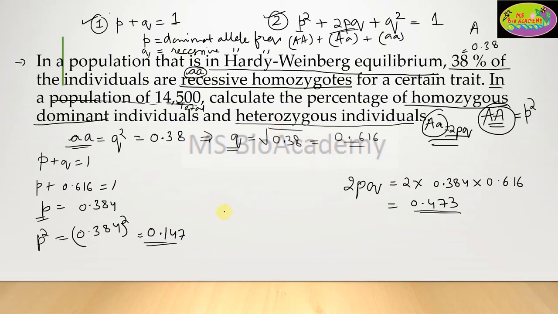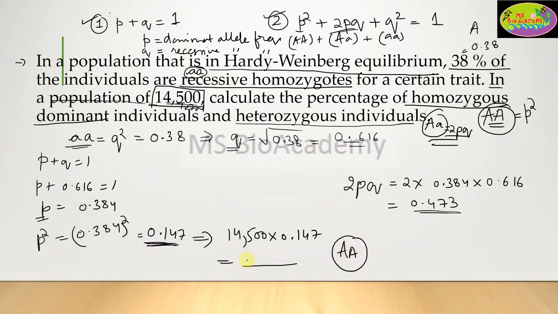So what we are going to do, we are going to just multiply it with the total number of population. You will find that 14,500 multiplied by 0.147 will give you the number of individuals with the dominant AA genotype. You can just solve it. I think it will come to some 2132. That is what you will get. 2,132 individuals will be there in this total population of 14,500 with the dominant homozygous genotype.